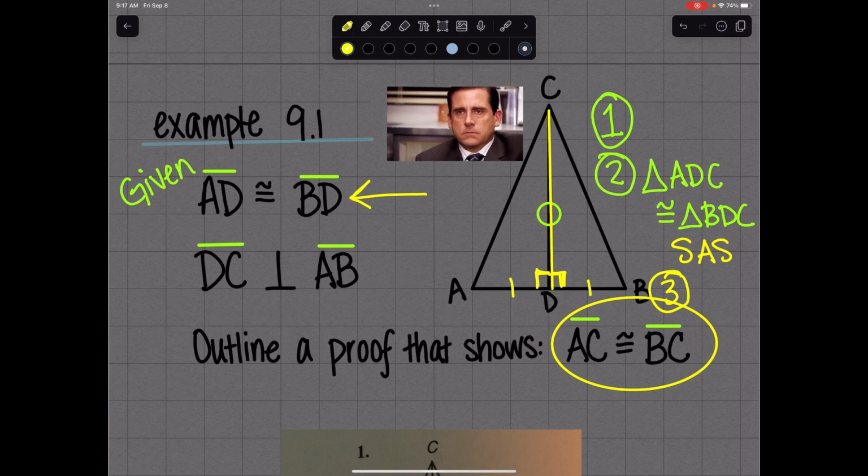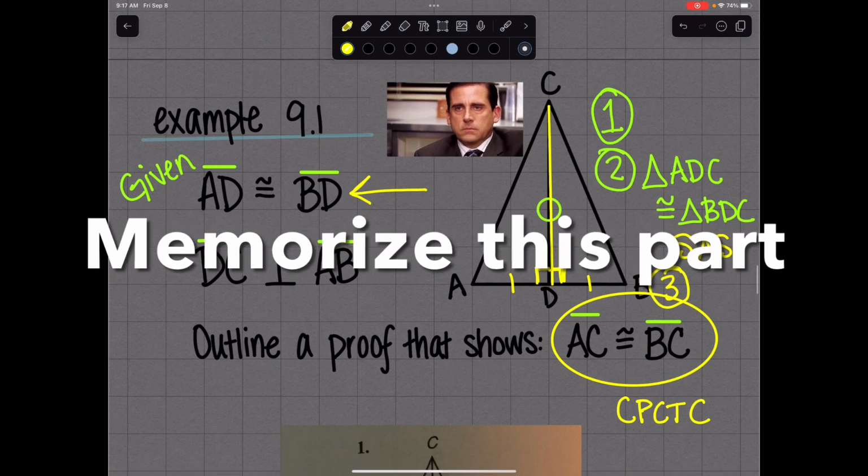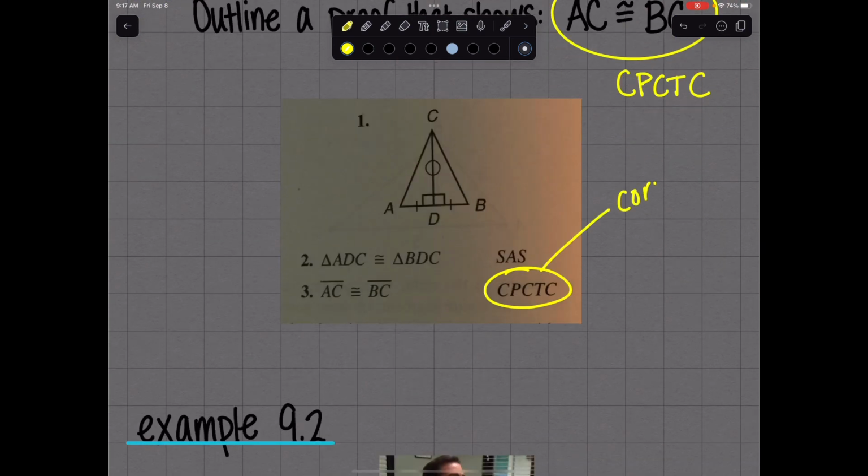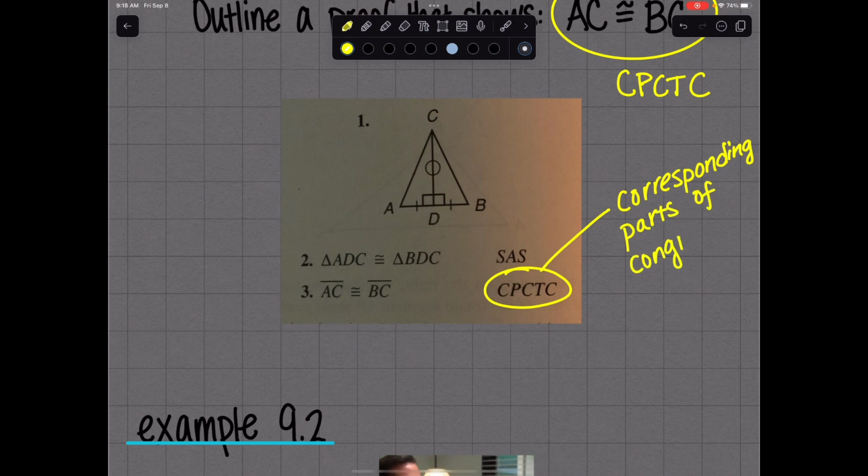And the reason is CPCTC. And this stands for corresponding parts of congruent triangles are congruent. Instead of writing all of that out, you can just use CPCTC. So this is your entire answer.